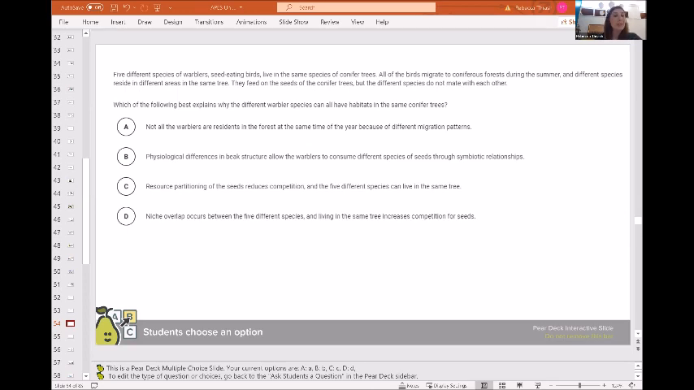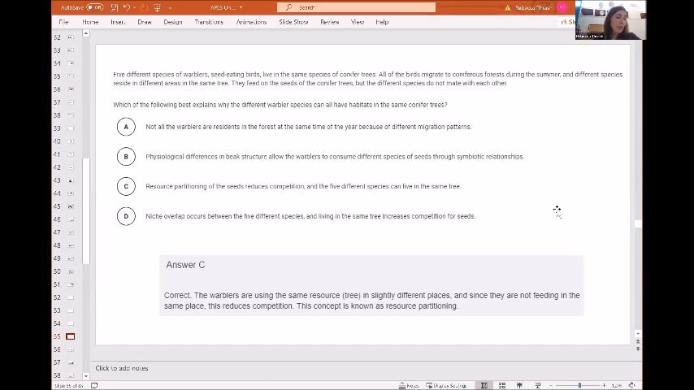Yeah, looks like we're leaning towards C. So let's check out the answer here. And that is correct. So we know that 5 different species of warblers, this is very similar to what I showed you in that example, live in the same species of conifer trees. All of the birds migrate during the summer to these forests, but they don't mate with each other. So we definitely know that there are still different species. So the question here is why are they able to have the same habitat? Why can these different warbler species all be in the same tree?